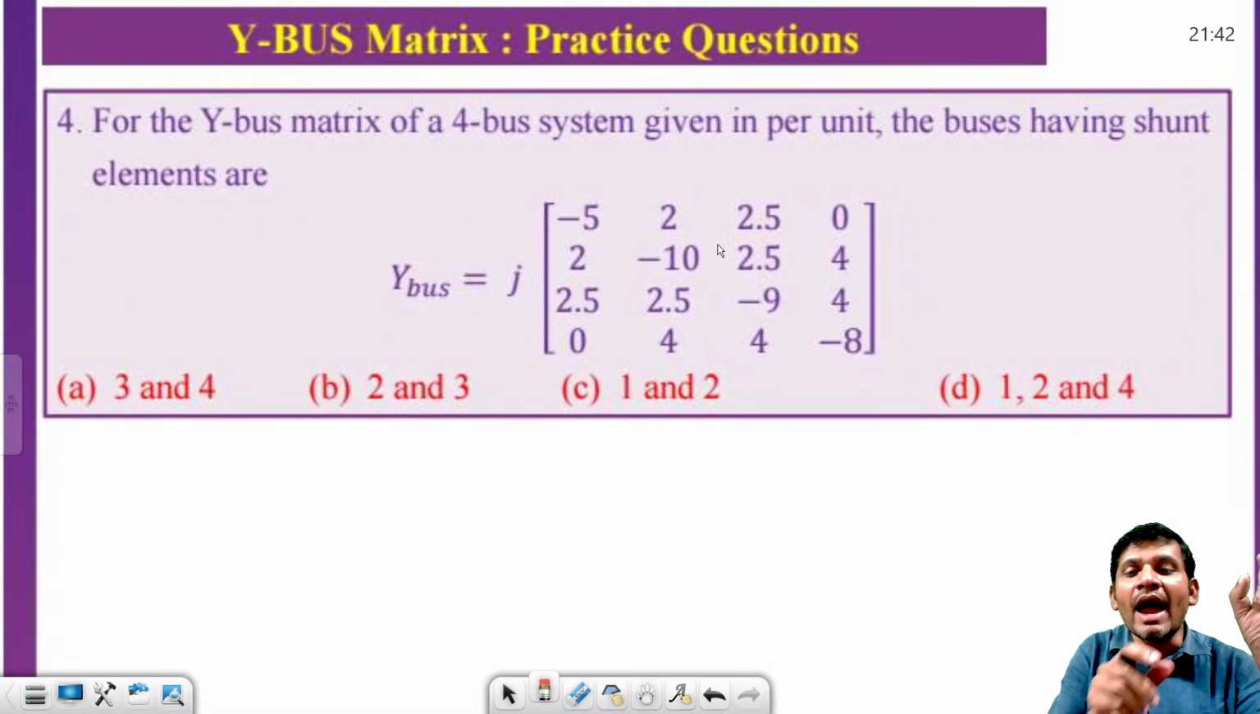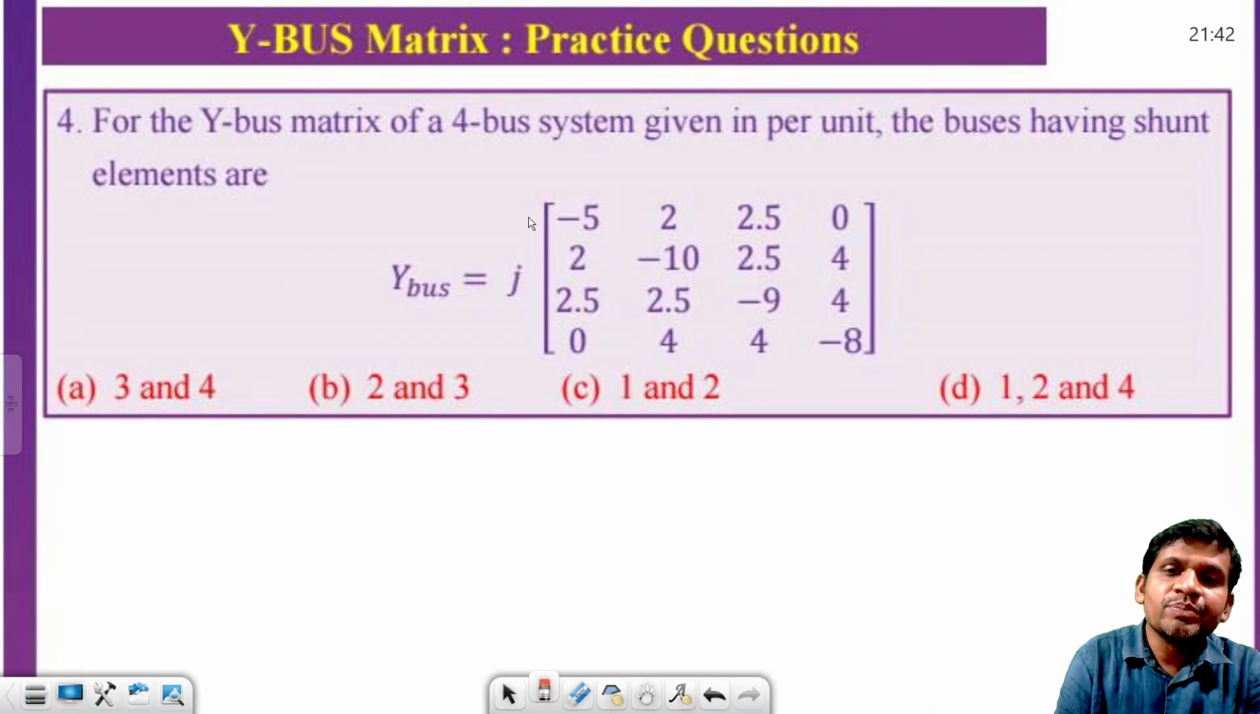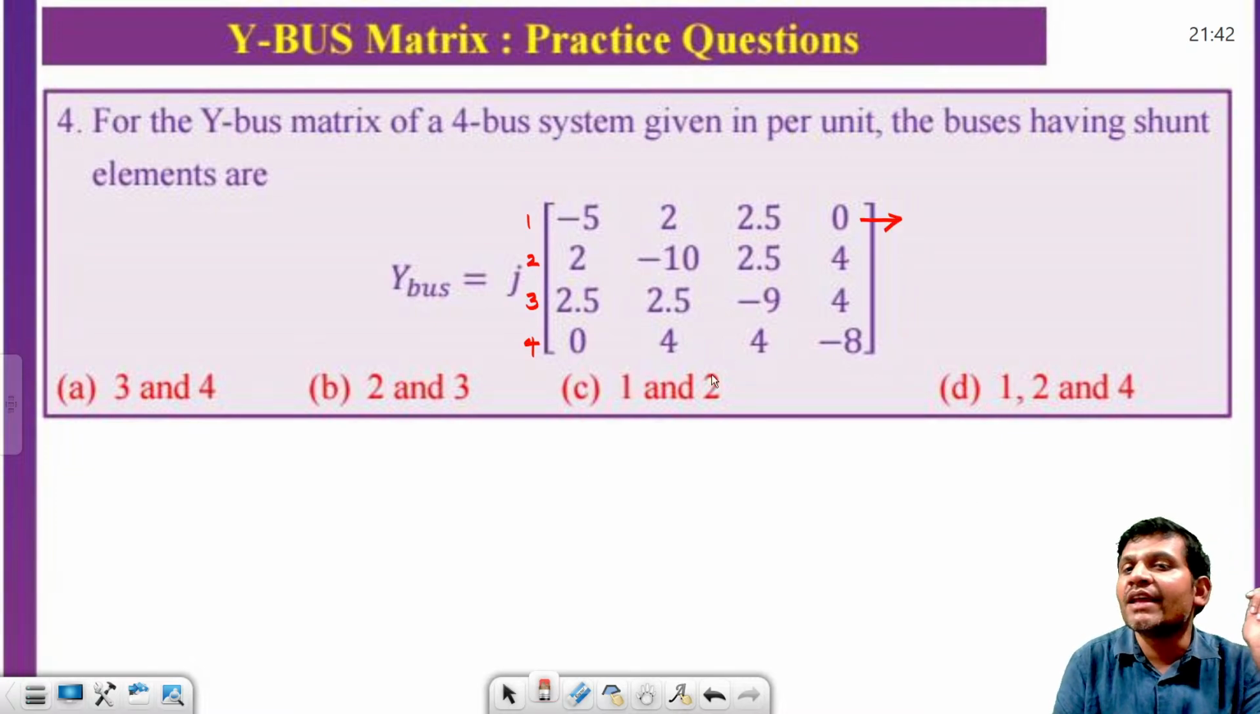Just add the sum of the row. If the sum of the row is 0, then there is no shunt element for that particular bus. If the sum of the row is not equal to 0, then that bus is having the shunt elements. Like that you have to identify. Bus 1, bus 2, bus 3, bus 4. Then I am adding these elements.